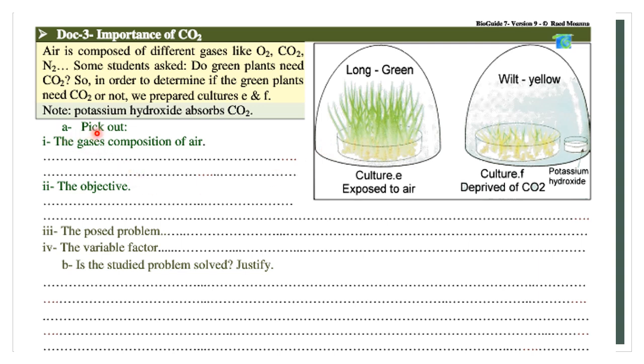Now, part A, pick out the gases composition of air. What are the gases composition of air that are mentioned in the given? Part 2, what's the objective? I want you to pick out the objective. What's the objective? Depose the problem. It's the sentence that is in the form of a question. What's the variable factor here? Here we have two plants. Plant E exposed to air. Plant F deprived of air. What's the variable factor here?